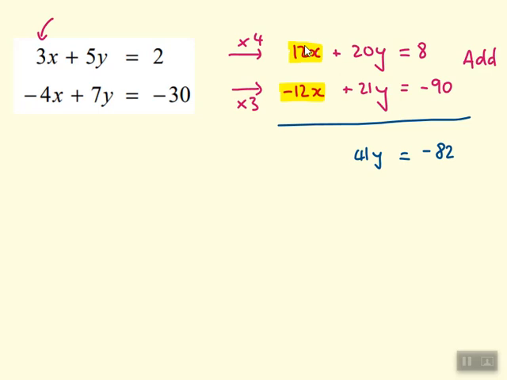But this is the elimination method. We're trying to eliminate a letter. So it should eliminate itself. 12x add negative 12x, well, they just cancel each other out. They're eliminated, they're gone. That's the idea. We're trying to eliminate it. Because the signs are different, when you add them, they just cancel each other out. They just disappear. So what we need to do is solve this mini equation. We take minus 82 and divide it by 41, which lo and behold is negative 2. So that's what y is. Y is negative 2.